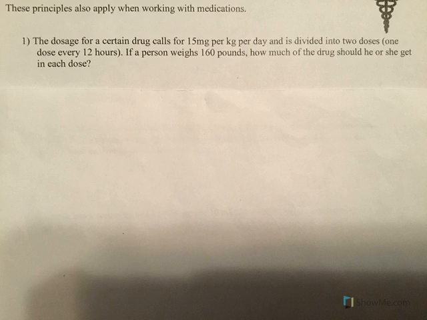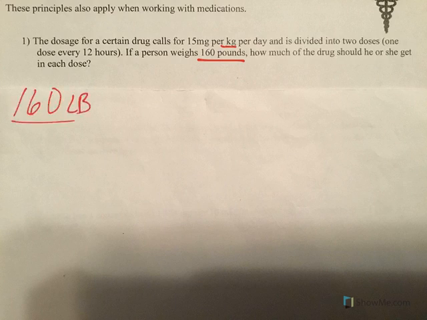The dosage for a certain drug calls for 15 milligrams per kilogram per day and is divided into 2 doses, like every 12 hours. So if a person weighs 160 pounds, how much of a drug should you get in each dose? Now think about it. You're given the weight in pounds, but the drug is given per kilograms.